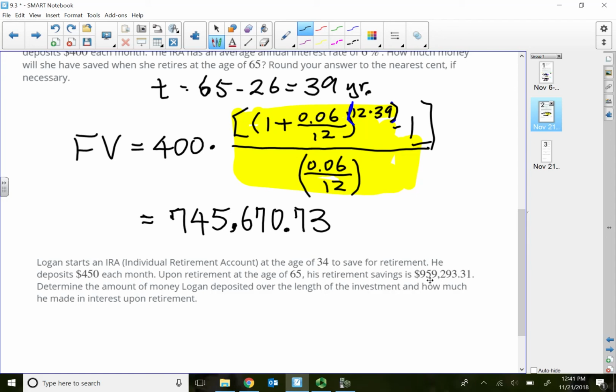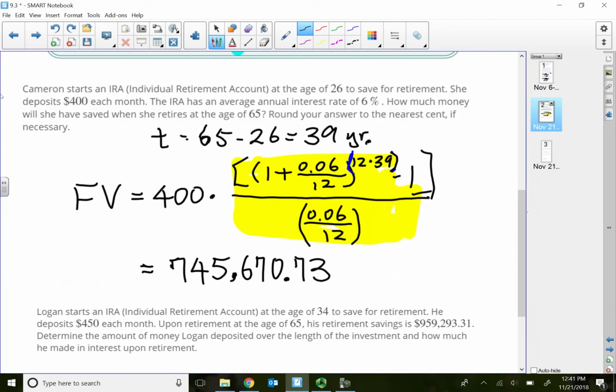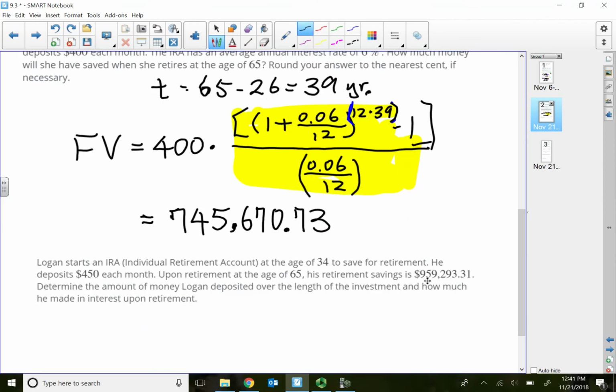So that's kind of weird, because why would the problem tell me what I will end up with? In the Cameron problem, we needed to figure out what will be in our savings account. But this one already told me what will be in my savings account. So this problem is actually asking, determine the amount of money Logan actually deposited over the length of the investment. So think about this. If we know Logan ended up with $959,000, how much money did old Logan actually deposit?